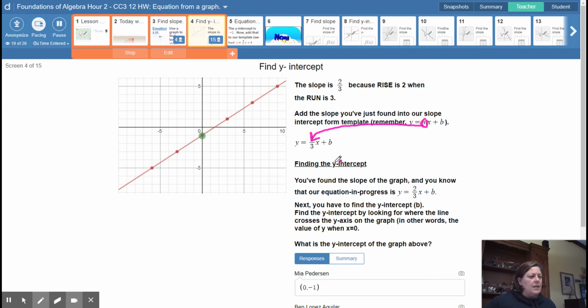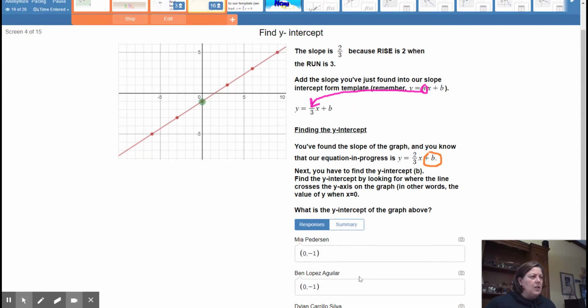Then it says finding the y-intercept. You found the slope of the graph, and you know that the equation so far is y equals 2/3 x plus b. We haven't found the y-intercept yet. Once we find that y-intercept, then that number is going to go right here in place of b. Okay? Next, you have to find the y-intercept. Find the y-intercept by looking for where the line crosses the y-axis.